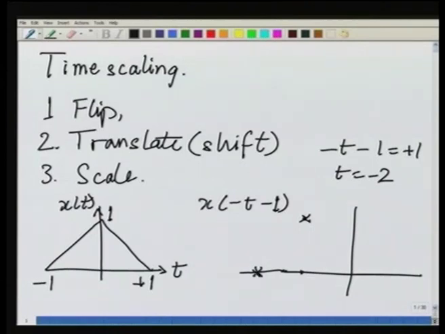The other point is when its argument is minus 1, when minus t minus 1 equals minus 1, it will reach the other 0, and therefore, that corresponds to t equal to 0 in the new axis. So, these are the 3 points, and once we have these 3 points, we can plot this curve like this.